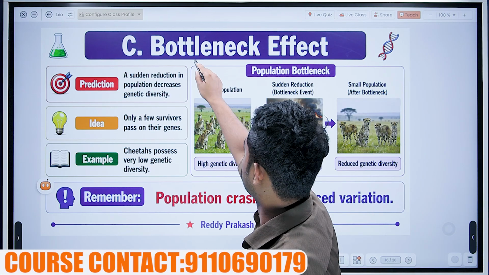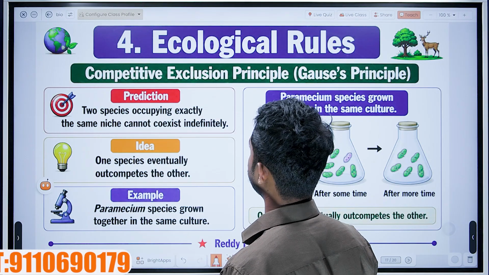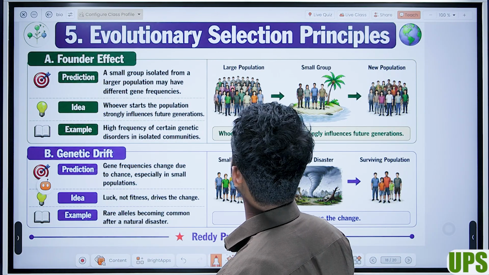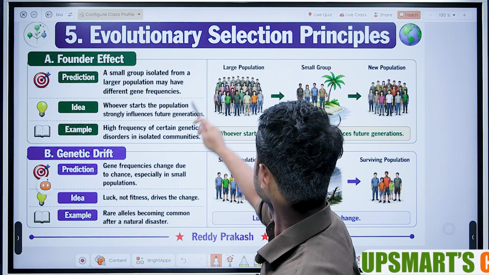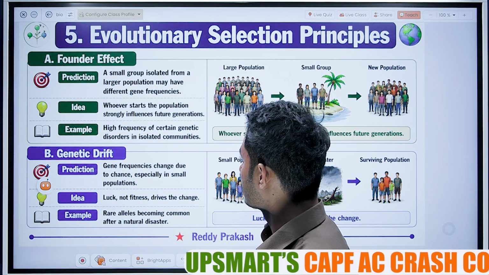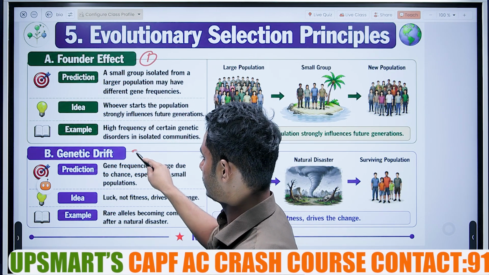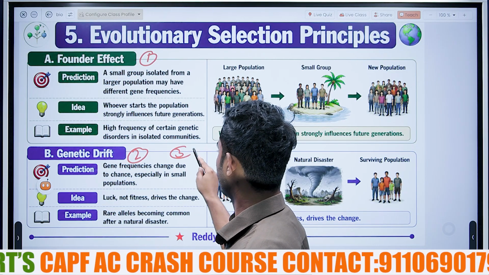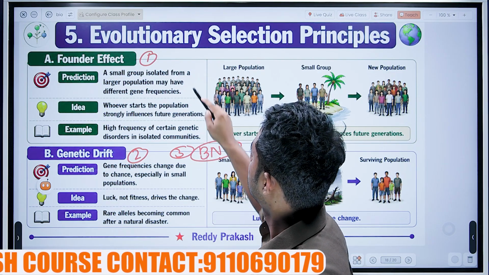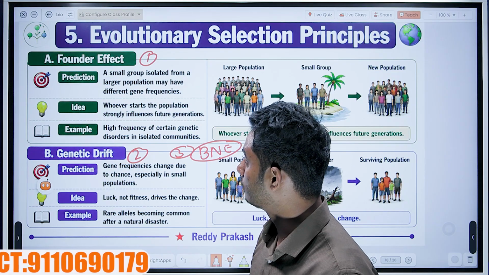Next, bottleneck effect, sir. What is bottleneck effect? One second. No, I'll start with this. Evolutionary selection principles, how they are selected. There are 3 principles mainly. 1 is the founder's effect, 2 is the genetic drift, 3 is the bottleneck effect. So what is it that these 3 effects impact in the evolutionary selection process? What is founder's effect, sir?